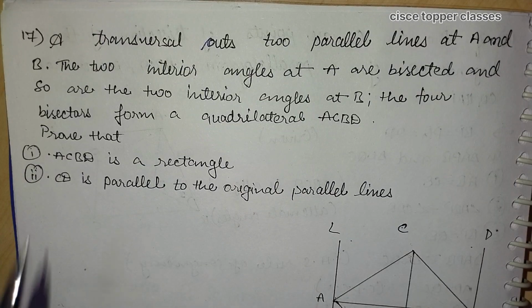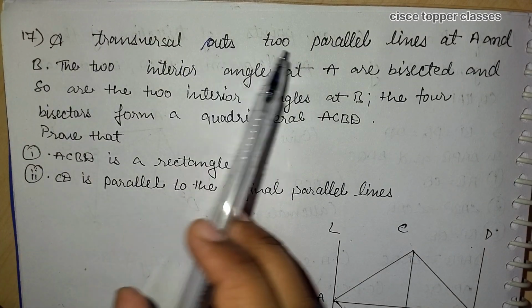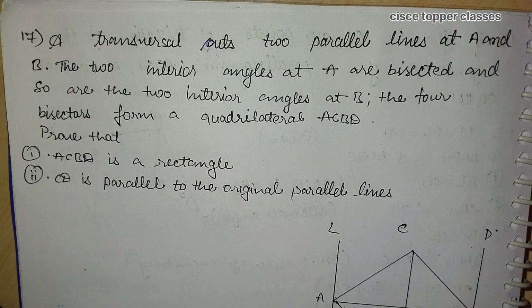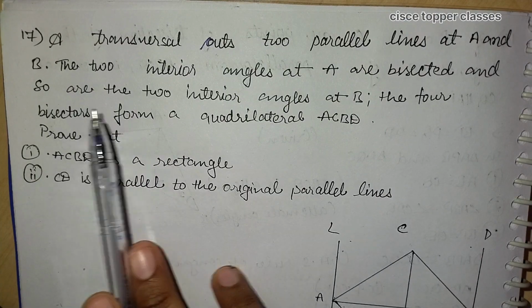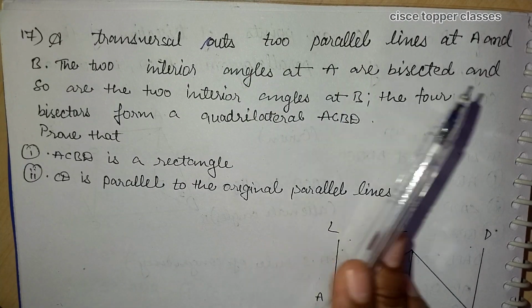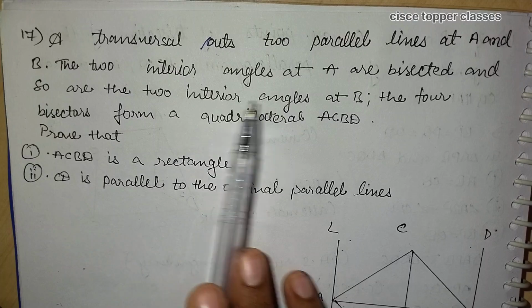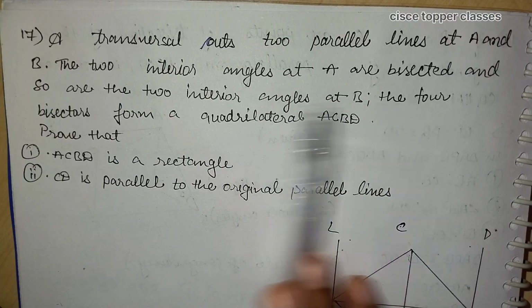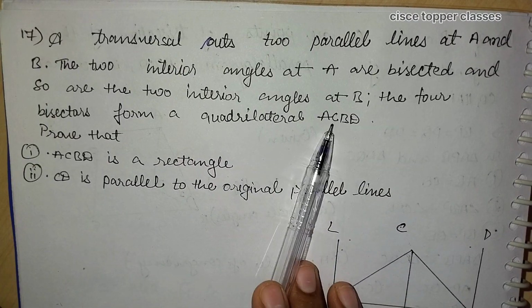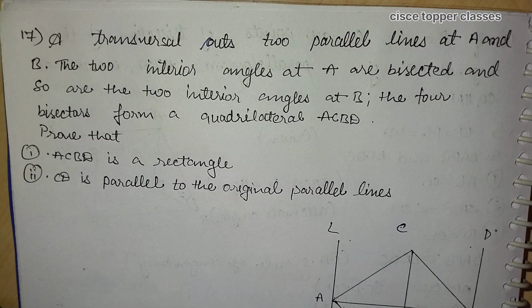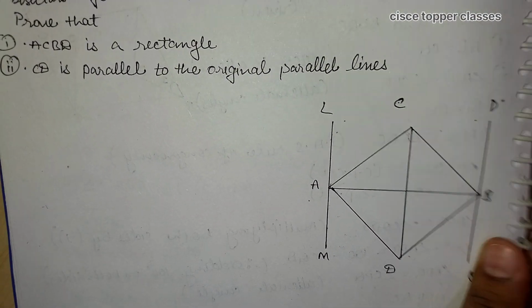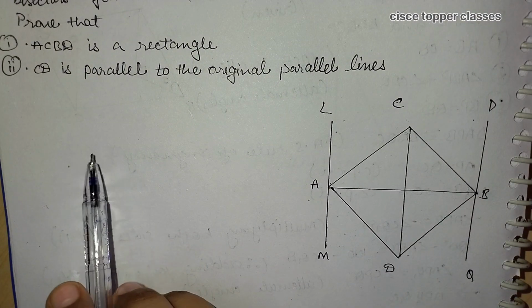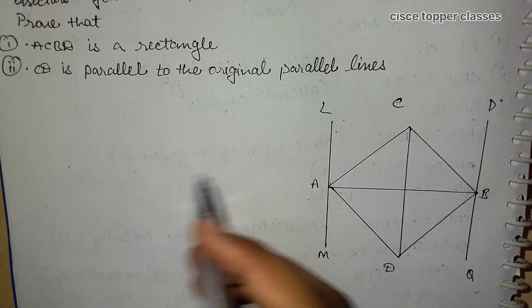Now let us solve question number 17. A transversal cuts two parallel lines at A and B. The two interior angles at A are bisected, and so are the two interior angles at B. The four bisectors form a quadrilateral ACBD here. Then we have to prove that this ACBD is a rectangle and CD is parallel to the original parallel lines.